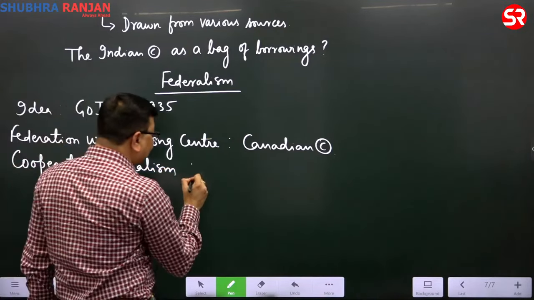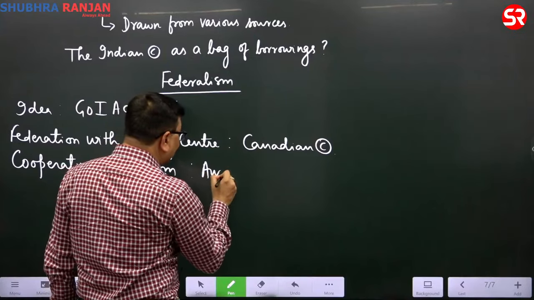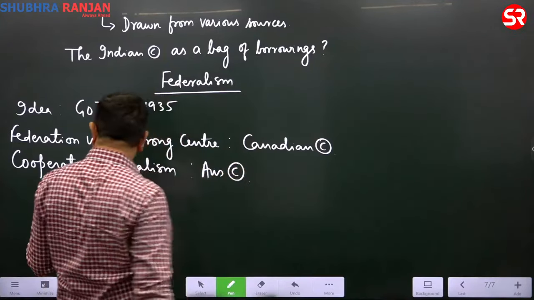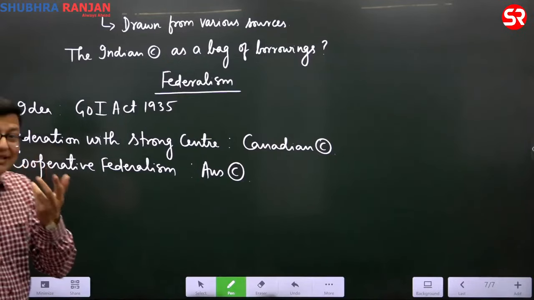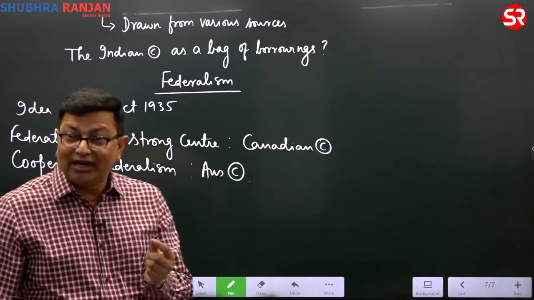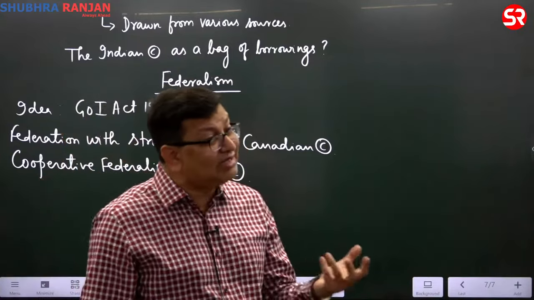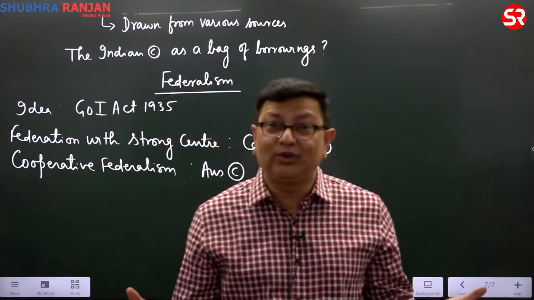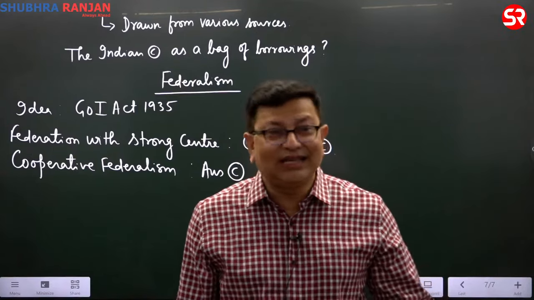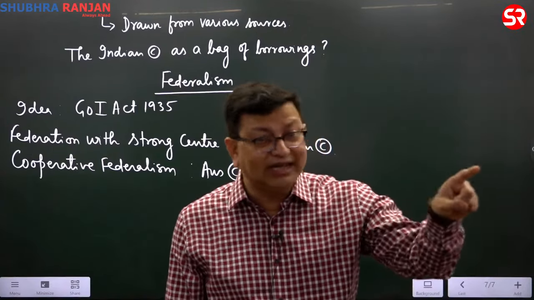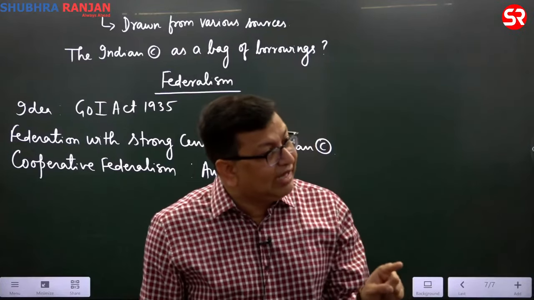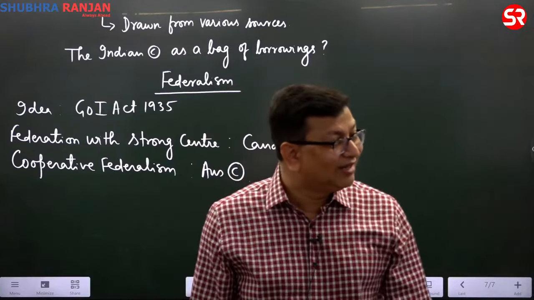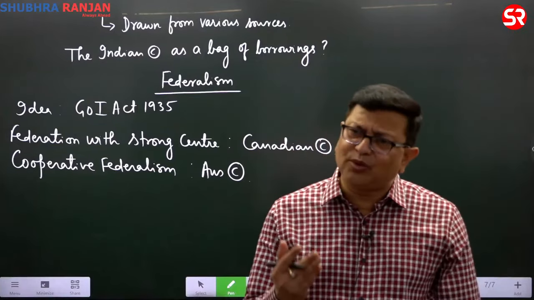And we incorporated the provisions with respect to cooperative federalism. So you cannot exactly say that the federal system, federalism in India that we have today, is exactly the replica of this country or that country. This is the beauty of the Indian Constitution. Not only this, other provisions are also there.